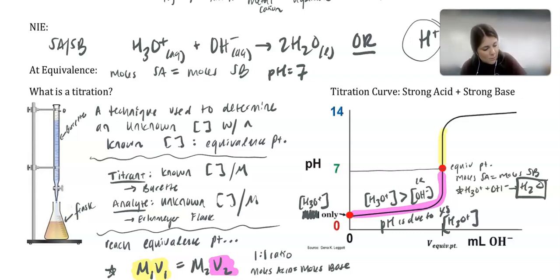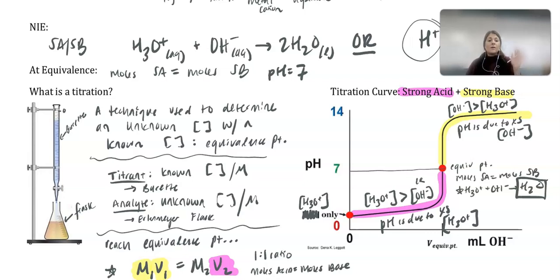Okay, and then everything above will be the strong base, because after the equivalence point, now you're putting more strong base because there's no more strong acid, because at that point we only have water. So here we have more hydroxide than hydronium. So your pH is due to excess hydroxide. And to solve for what the pH is, these are all strong, so you would just take the negative log of either the hydronium to get a pH, or take the negative log of hydroxide to get a pOH, and then do 14 minus that to get pH.